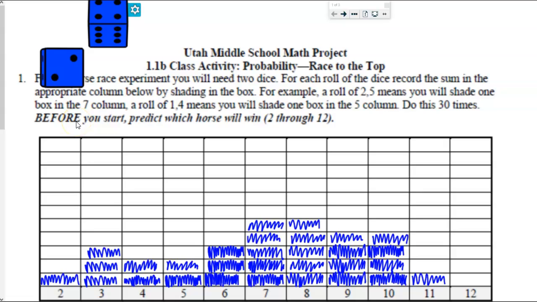Hello Math 7 students, this is Utah Middle School Math Project 1.1b, Probability, the Race to the Top. This is part 2 and this will finish the lesson.